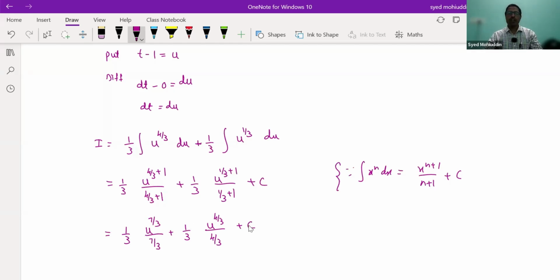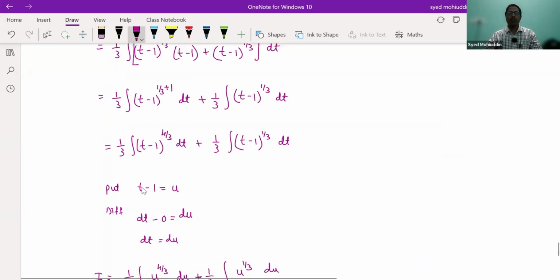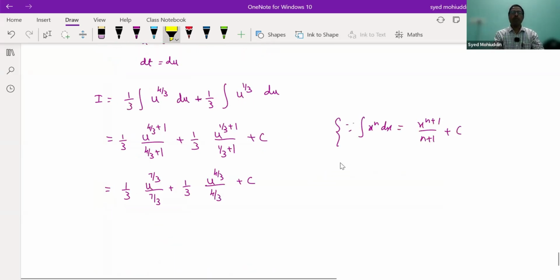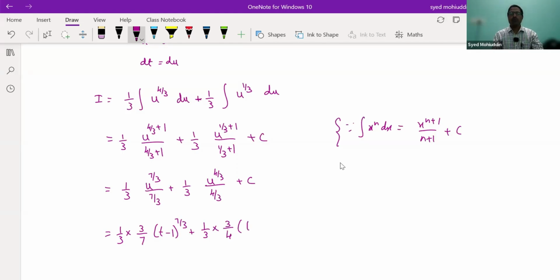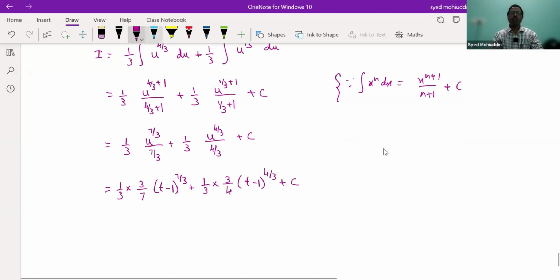But we know the value of u. What is the value of u? The u value is t minus 1. So put the value of u as t minus 1. This 1 by 3 as it is, 7 by 3 will become 3 by 7. So u value is t minus 1 whole power of 7 by 3, plus 1 by 3 into 4 by 3. When it comes to the numerator, it becomes reciprocal. The u value is t minus 1 whole power of 4 by 3 plus the constant c. You can further simplify this one. This 3 and this 3 will get cancelled. This 3 and 3 will get cancelled.